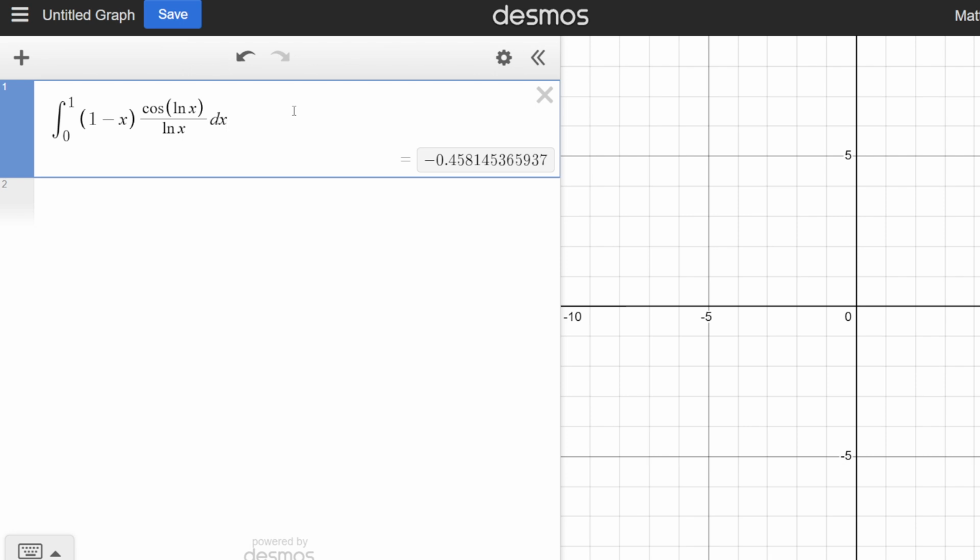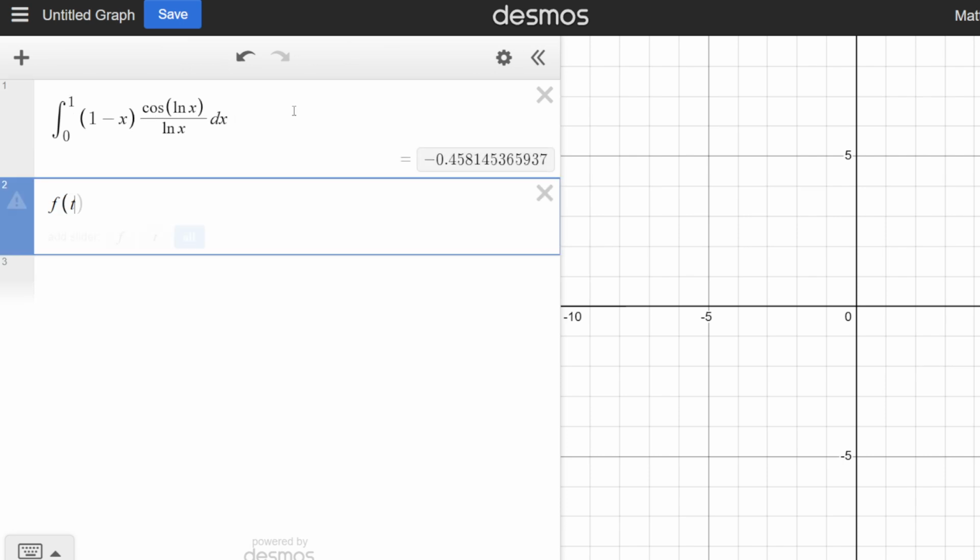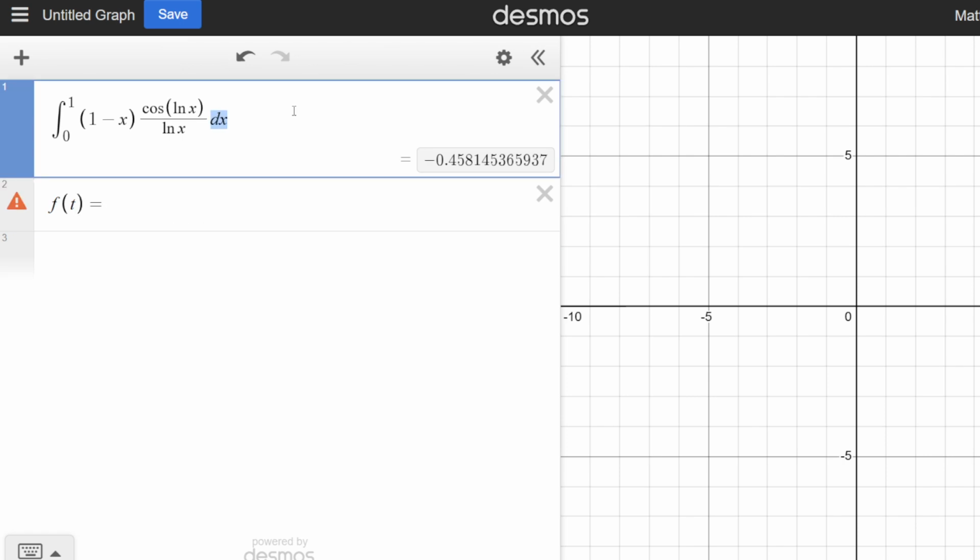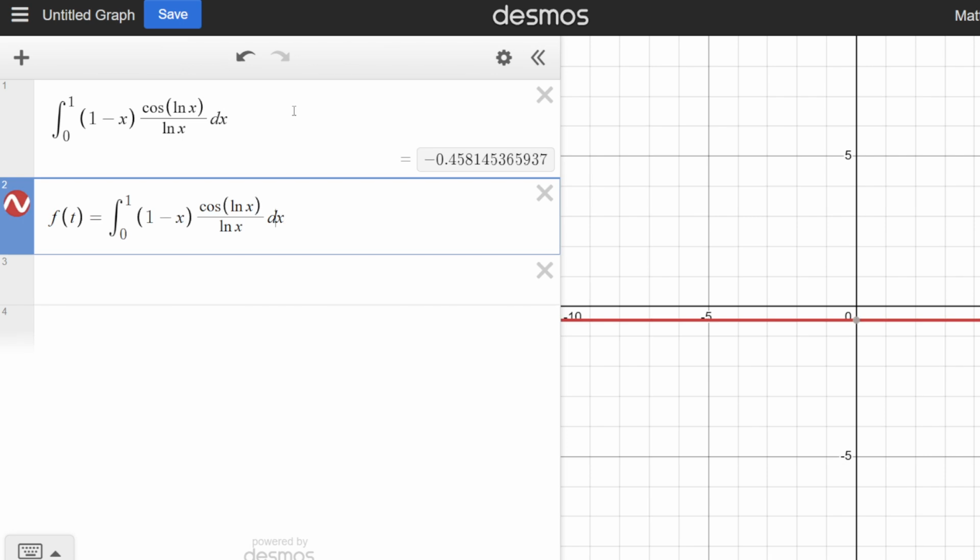All right. So we want to use Feynman integration, or at least I do. A big clue that it's going to be effective here is the fact that we have a natural log x in the denominator here, and we have an x here, which is basically just x to the 1. So what we're going to do is create our function of t to be pretty much this integral, except we are going to say that this is x to the t.